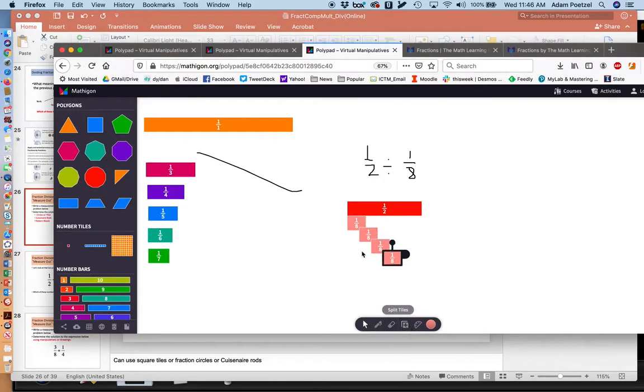Well, let's take a look. Using a model, we can just see how many 1/8 go into 1/2. And we see that the answer should be 4. So if we take 1/2 divided by 1/8, the answer would be 4. And that's just a model for the first one there. So let's take a look at another one.